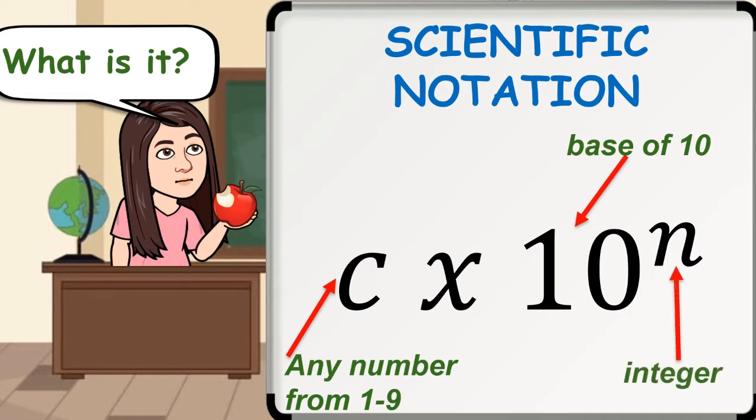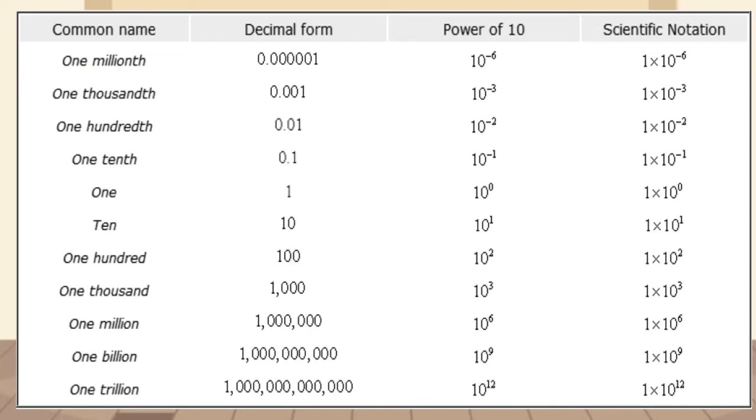The following are common numbers written in scientific notation. Try to see if you can find some pattern. 1 millionth is in the decimal form of 0.000001 and it is in the power of 10 raised to negative 6. Its scientific notation is 1 times 10 raised to negative 6.